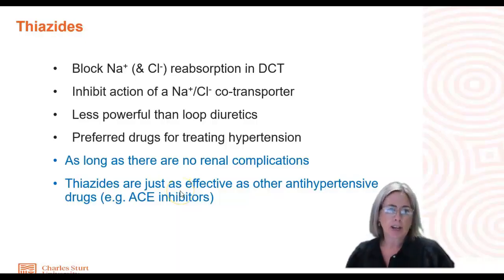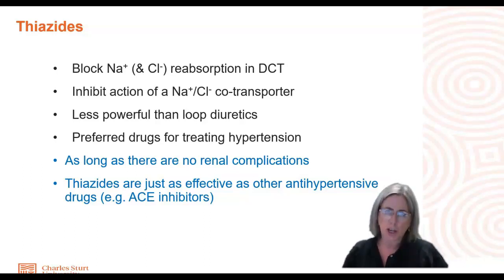Now, in terms of the thiazides, they act on the distal convoluted tubule and they block sodium reabsorption by blocking a sodium chloride co-transporter. So they inhibit the action of that transporter. They are less powerful than the loop diuretics, and that's because of the capacity of the distal convoluted tubule to only reabsorb about 5% of total sodium. However, they are the preferred drugs for treating hypertension as long as there are no renal complications.